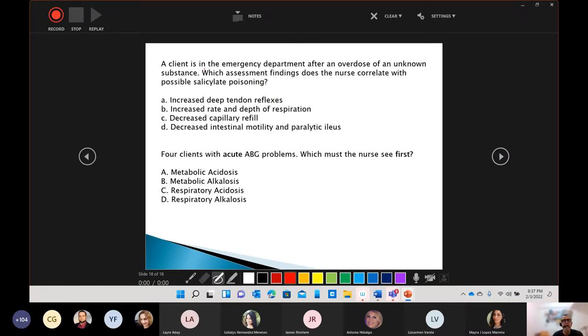Let's see this. A client is in the emergency department after an overdose of an unknown substance. Swallowed something unknown. Which assessment finding does the nurse correlate with possible salicylate poisoning?